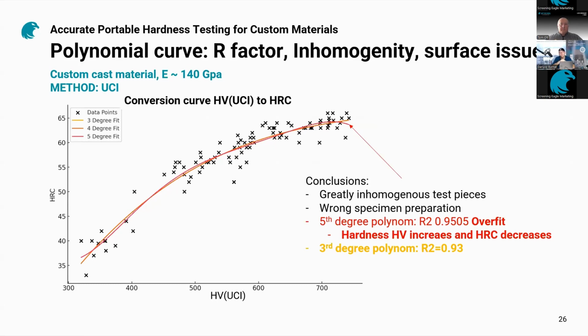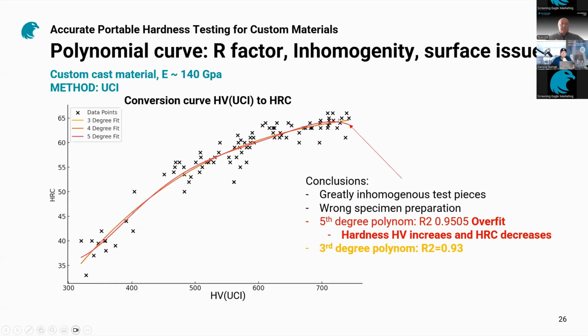After investigating, first of all, the test pieces were greatly inhomogeneous. That's why you see a data spread. Then you could also see wrong specimen preparation. The surface was practically not prepared, so we're talking about a really, really rough surface. And as we mentioned, if you apply much lower forces, the surface structure plays a much higher role if you use hand tools, like in this case, portable devices.